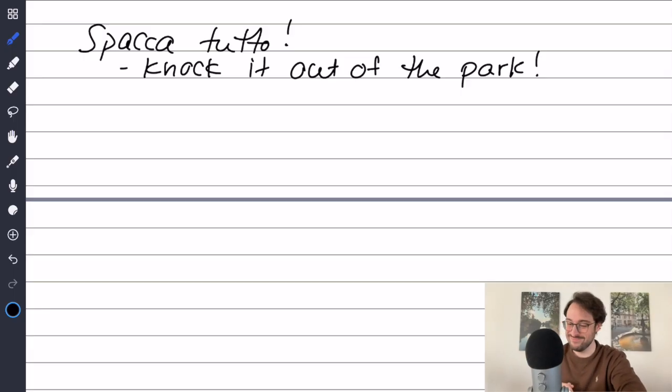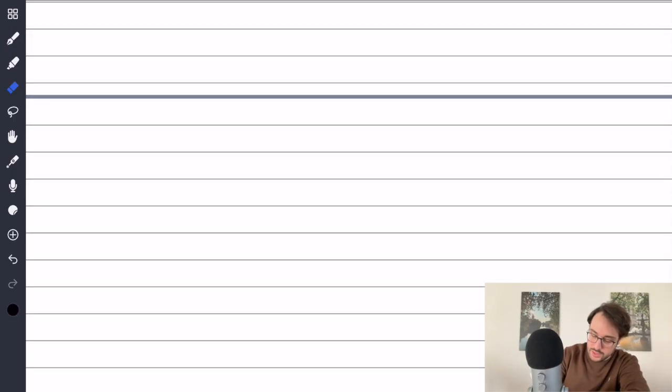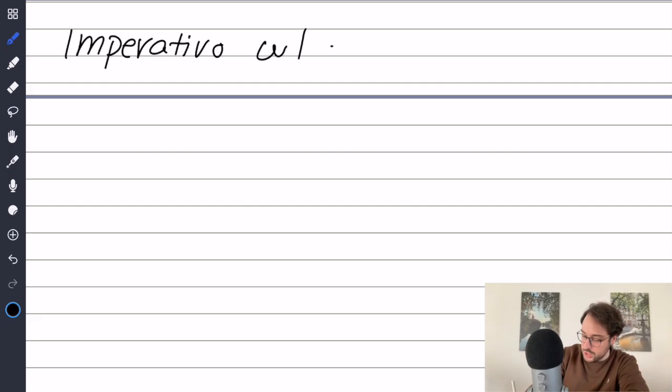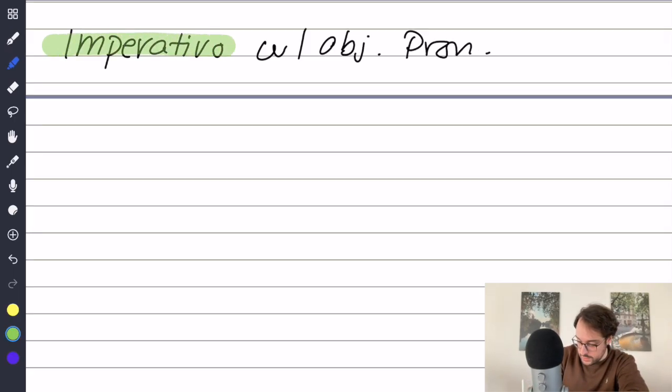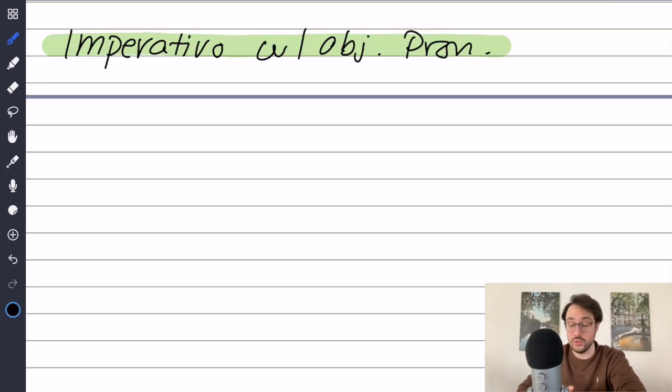It means that. Cool. All right, so we're looking at the Imperativo with object pronouns today. That is going to be the focus of this lesson. Imperativo with object pronouns. Okay, that is going to be the focus of la lezione di oggi.